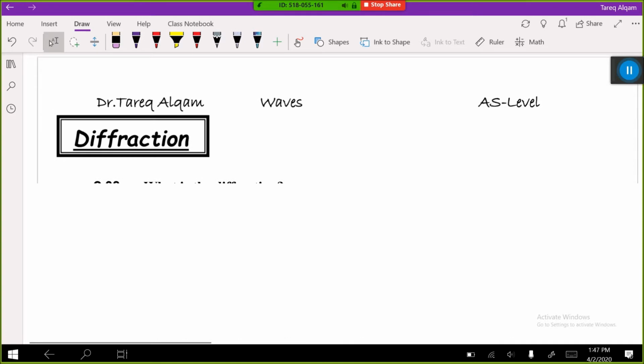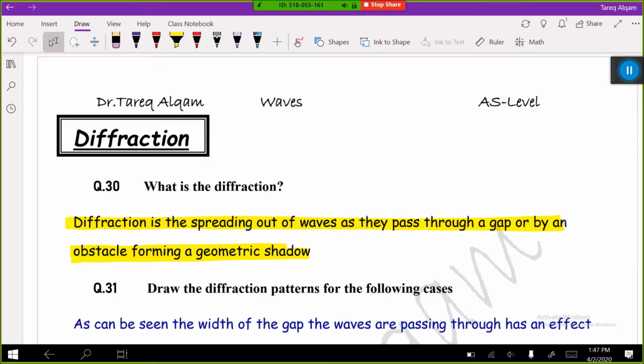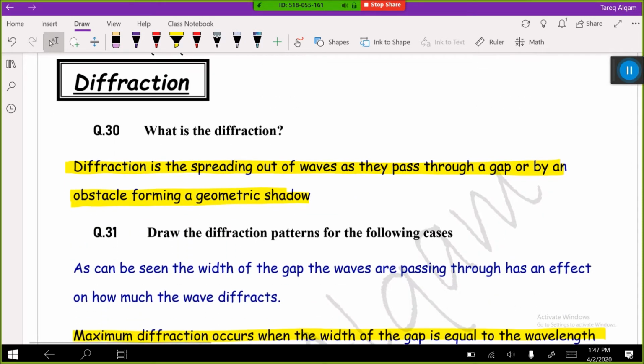Now let's talk about diffraction. Diffraction is the spreading out of the waves as they pass through a gap or by an obstacle, forming a geometric shadow. If you remember from O level, when the waves meet an obstacle or a gap, they may spread out.